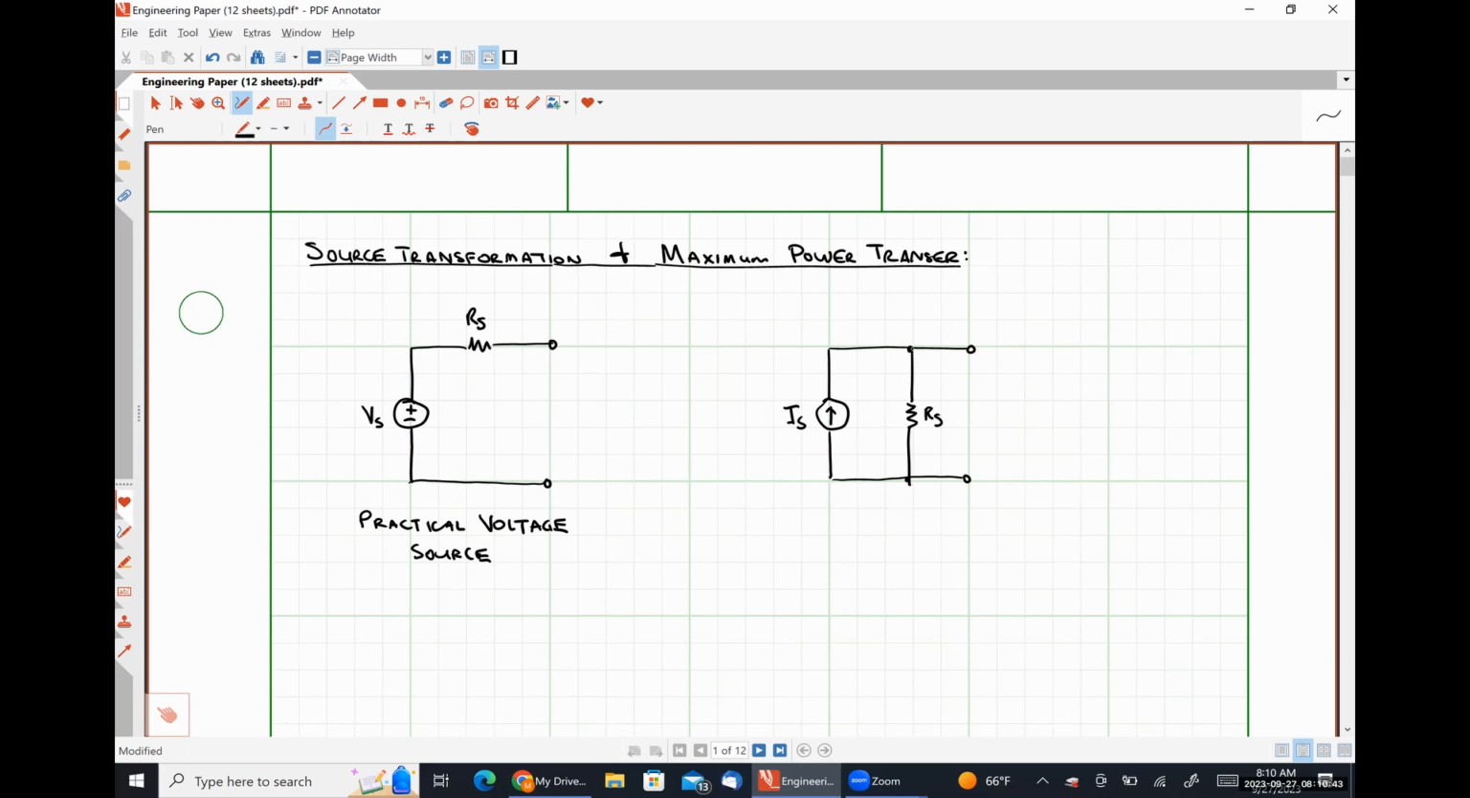So this is how we model current sources that are made from transistors, usually in the upper level electrical engineering classes, as just an ideal current source in parallel with the resistance of the source. Okay. So let me write this down here. Practical current source.